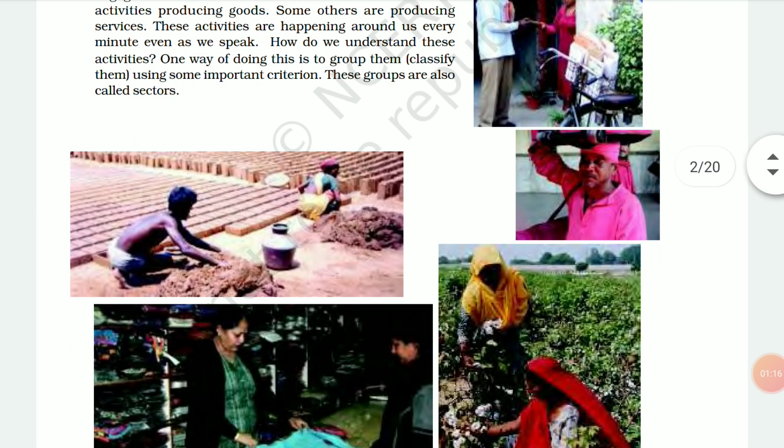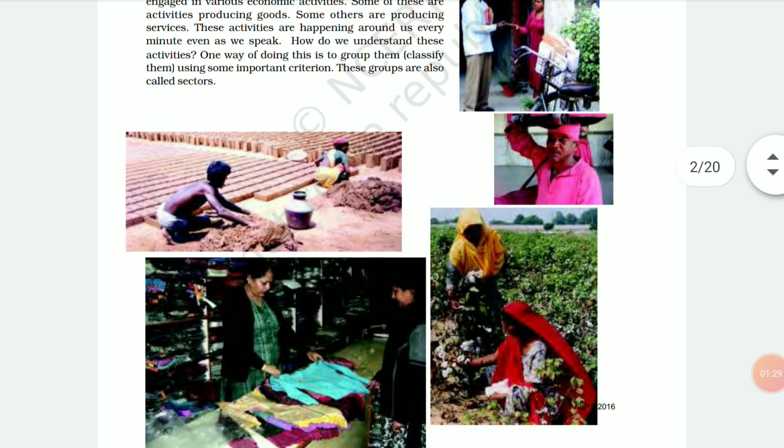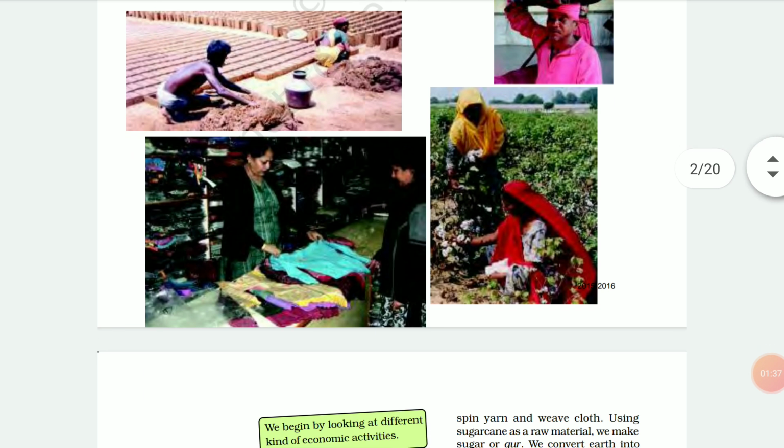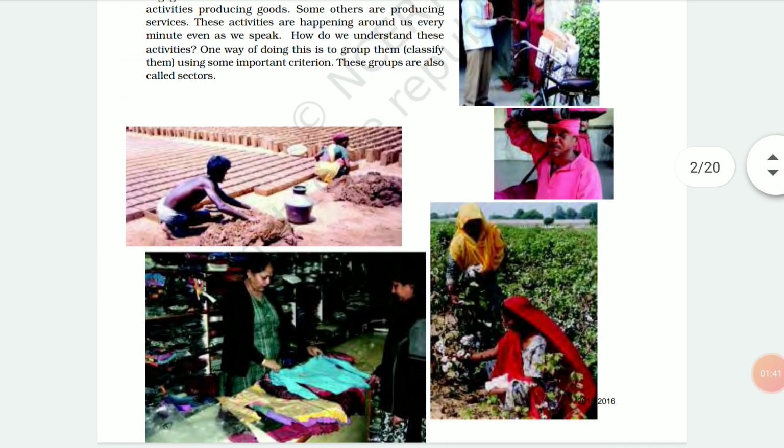If you see these pictures, you can see here that this person is selling newspaper, or he must be giving the letter, postman, potter is there, they are making bricks. These two ladies are also doing work. One is selling cloth, other is working in the field. So, in some places we provide services, and in some places we make goods.